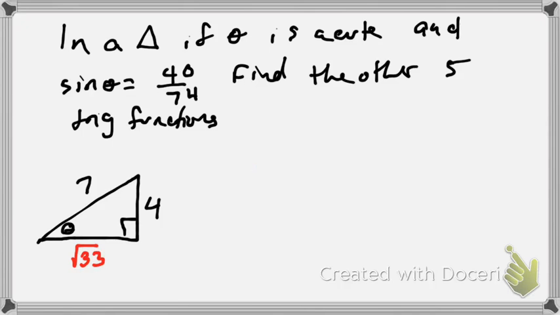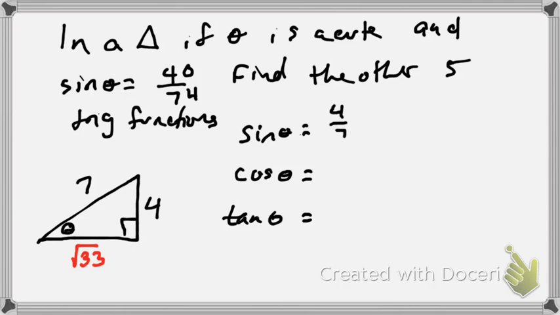So now what we're going to do is go through and find the first 3 trig functions that we're already used to. So sine, cosine, and tangent. We already know how to solve those, so that's great. Because what we're really going to do is go through and find all of these trig functions. Sine, opposite over hypotenuse, is going to be 4 over 7. Cosine is adjacent over hypotenuse, so it's going to be the square root of 33 over 7. And tangent is going to be opposite over adjacent, so it's going to be 4 over the square root of 33.